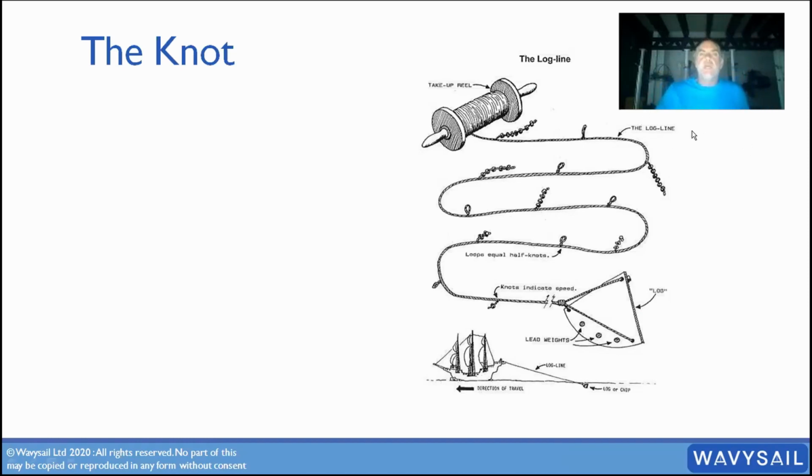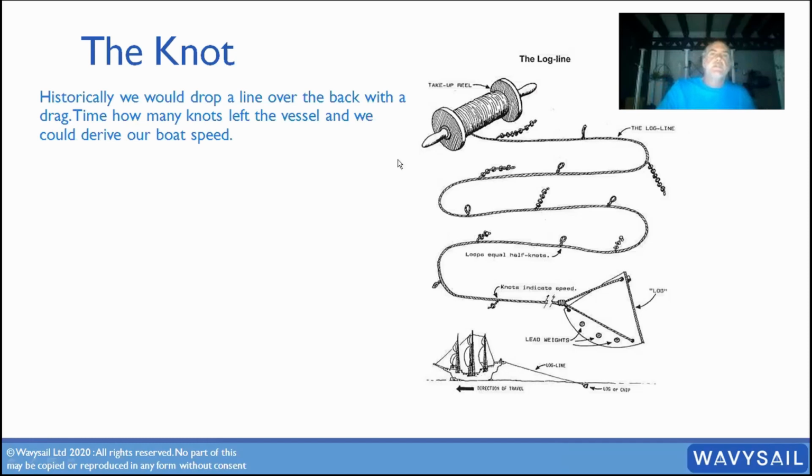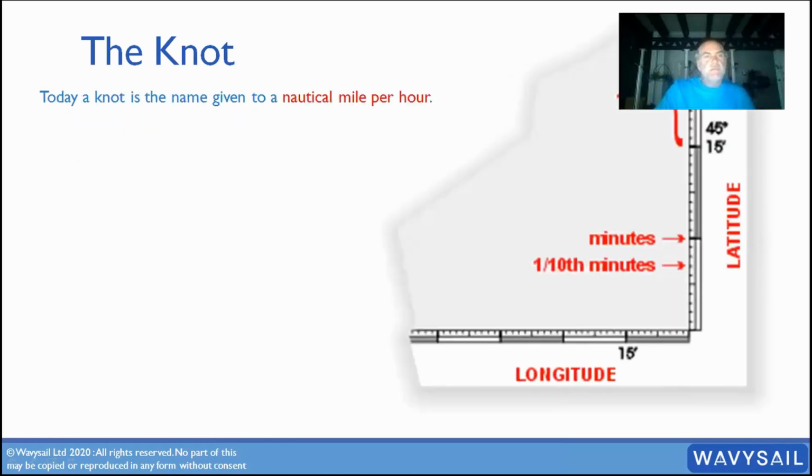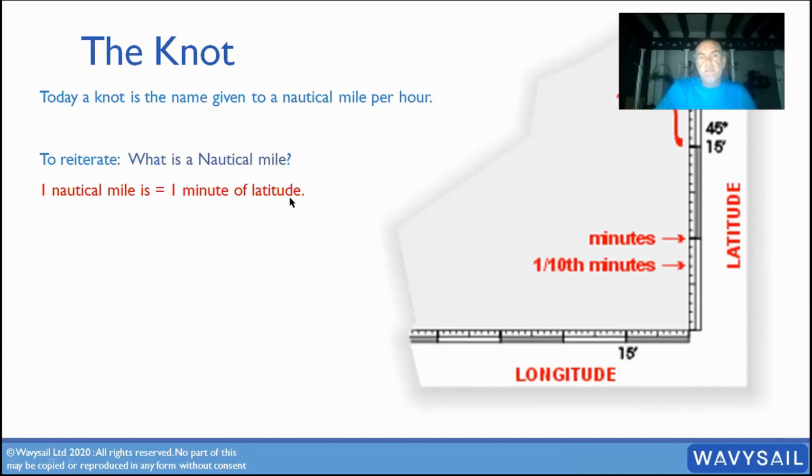Nowadays, it's far more accurate. Okay, so we drop the line out the back, drag it, count how many knots, and that will be our boat speed. That's where the word comes from, basically. Nowadays, we never use any of that. All that's left is the word knot. Okay, the knot today is the name given to 1 nautical mile per hour. Okay, so 1 nautical mile. Remember, a nautical mile is 1 minute of latitude.